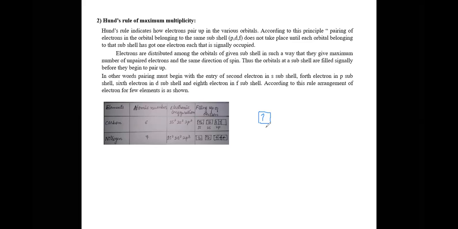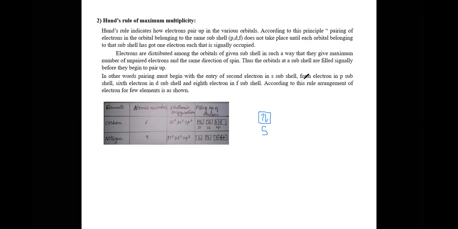This is the s orbital, so it is filled with one electron. It is singly occupied. After it is singly occupied, we have to start pairing it. So we write another electron. So what they are telling is, the second electron in the s subshell. Pairing in the s orbital starts with the second electron.